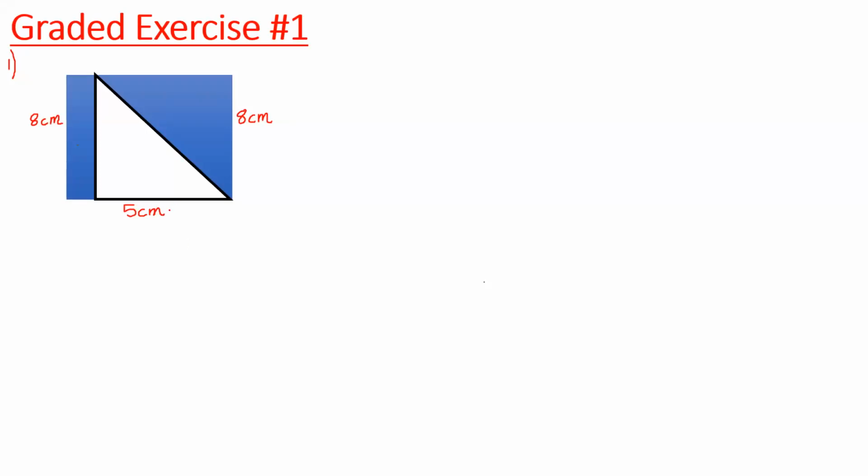When I say 5, what I mean is that this distance here is 5. From here to here, it's 5. And let's say that the total distance is, let's say, 10. Let's say that this is 12 centimeters. What we want to do is find the area of the shaded region.